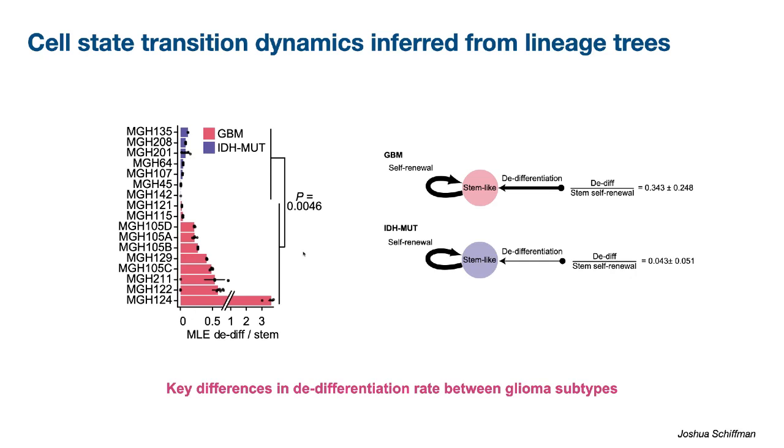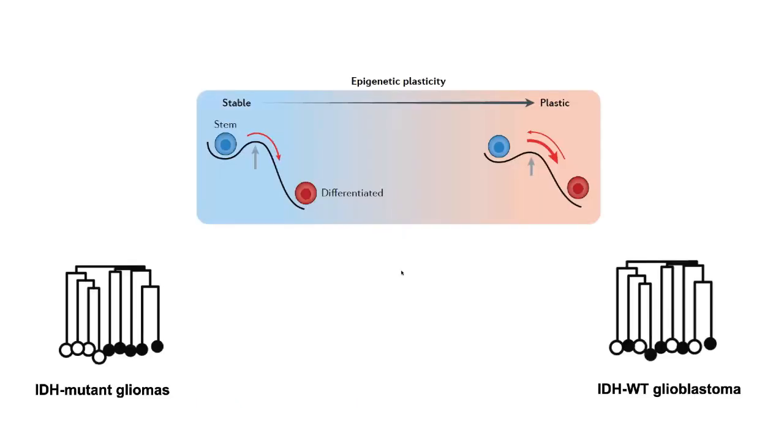In contrast, GBM samples show a significantly higher rate of de-differentiation compared to IDH mutant, allowing a replenishment of stem-like cells through de-differentiation as well as self-renewal. Thus, IDH mutant glioma resemble more the tree on your left, likely being a product of a standard unidirectional developmental hierarchy. While in IDH wild-type GBM, we see this lower degree of cell-state clustering on the tree, reflecting likely a more plastic bidirectional differentiation hierarchy.